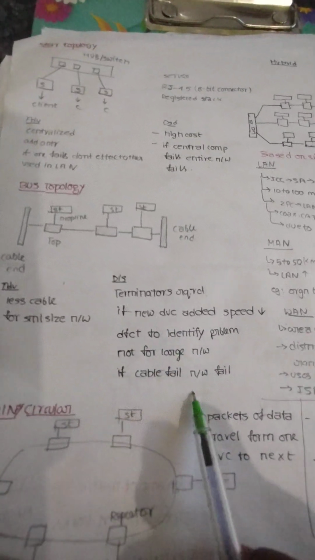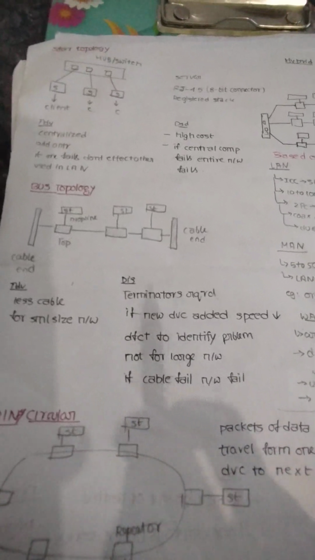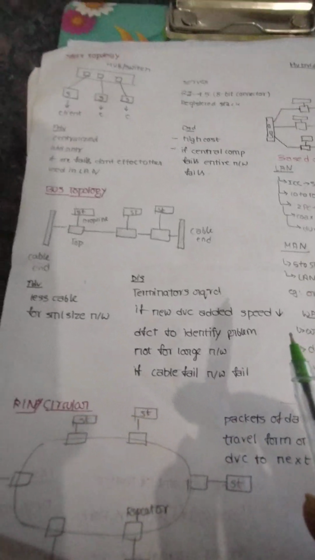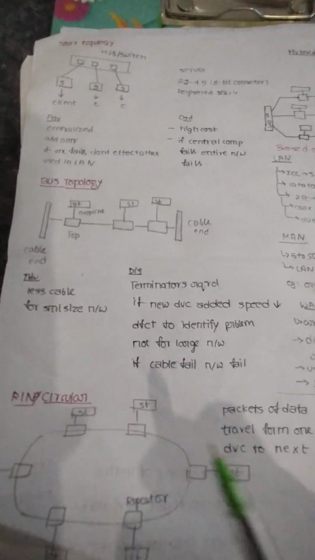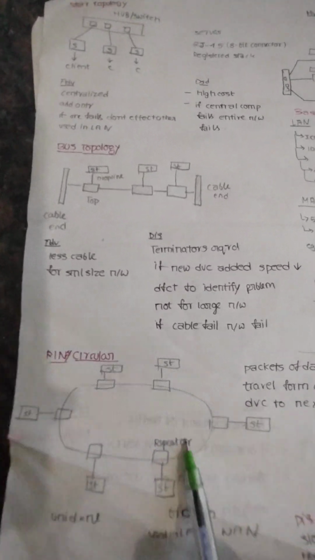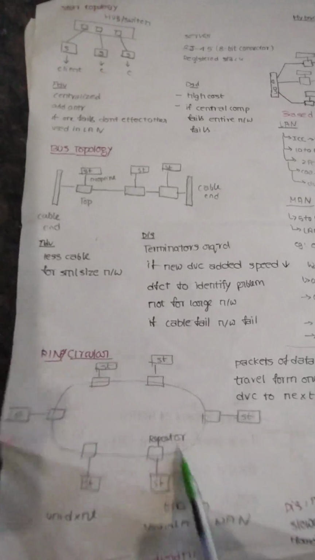And if the cable fails, the network fails. Here the cable plays a major role. If there is any damage in the cable, then the network will also fail. This is about bus topology. Now let us go to ring topology. What is ring topology? As you can see, the ring topology is in the form of a ring. Here we use repeaters. Using repeaters, the stations are connected together.